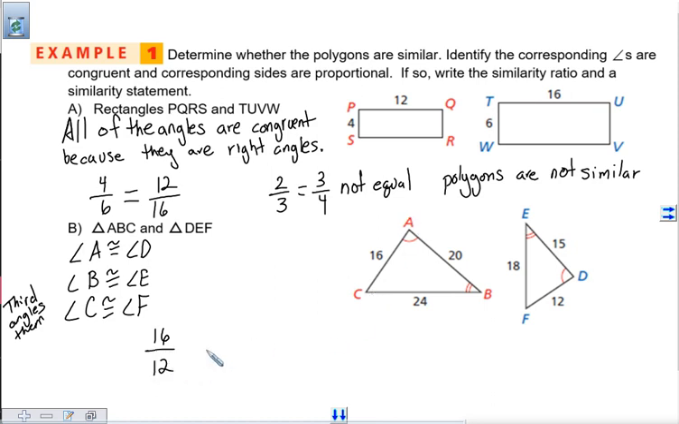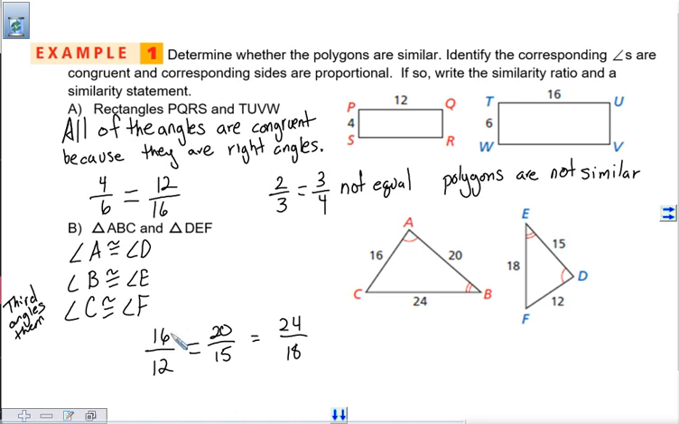So we've got 16 over 12. Then we have 20, which is between the angles with arc marks, which means we've got 15 that matches up with it. And that leaves us with 24 over 18. Now notice, every time my left triangle was on top, my right triangle was on bottom. You could flip them, but you have to flip all of them to be able to check for proportionality.